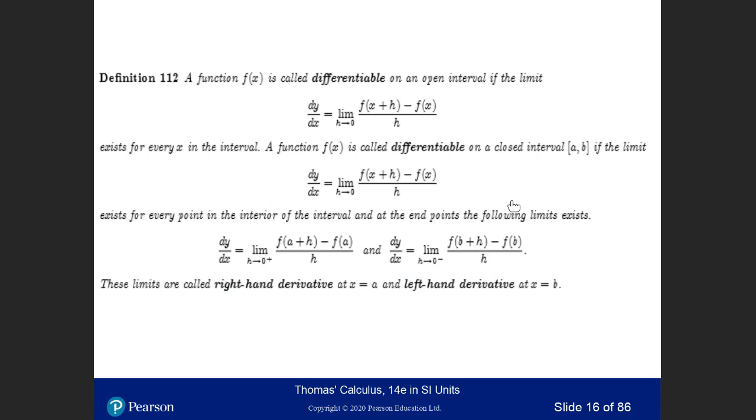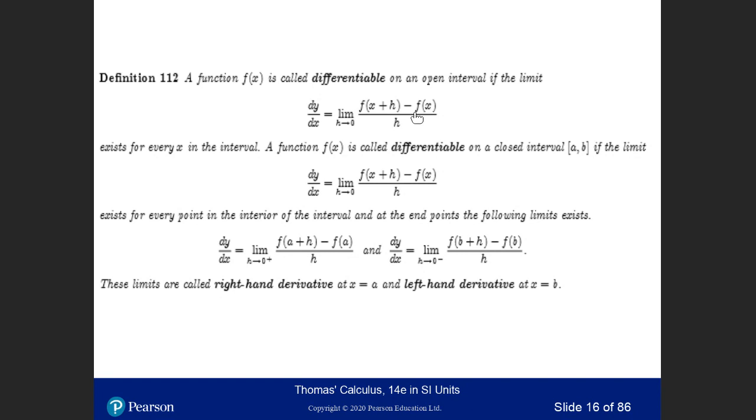Now that's the definition. A function f of x is called differentiable on an open interval if the limit of f of x plus h minus f of x divided by h, as h goes to 0, exists for every x in this interval. So we have to be sure that this limit exists for every point x in this interval.